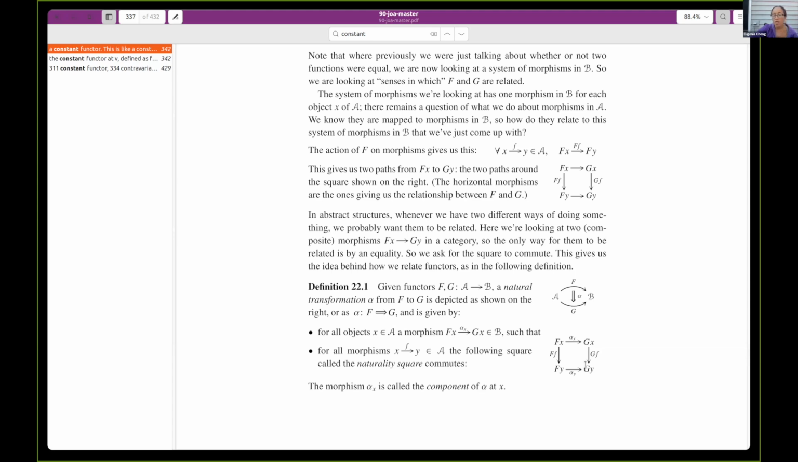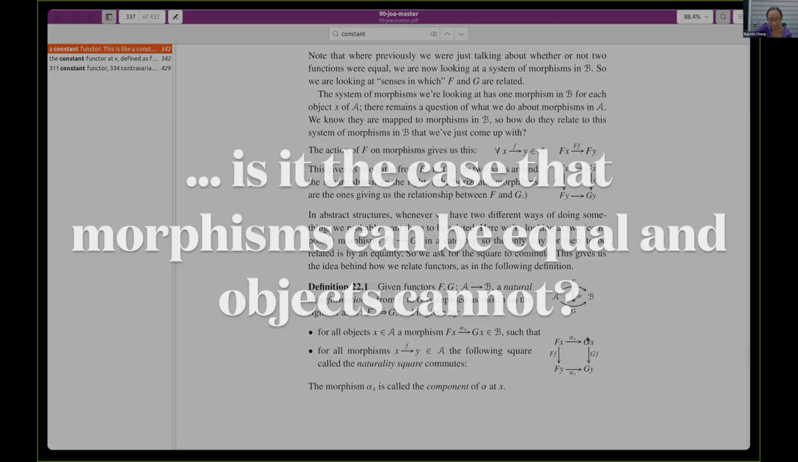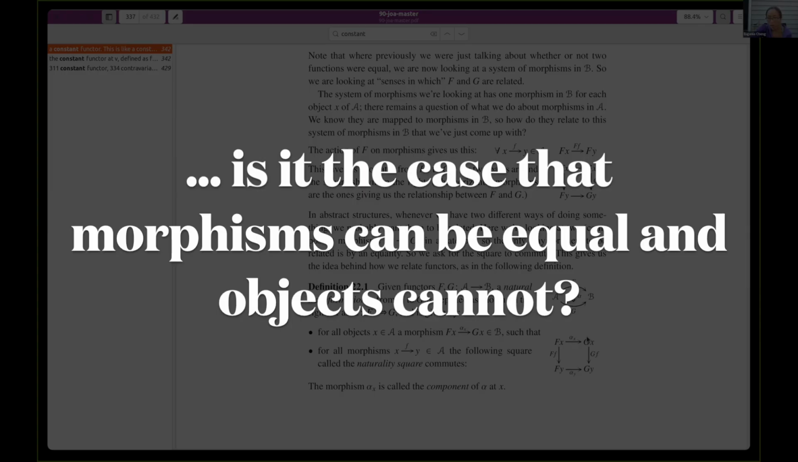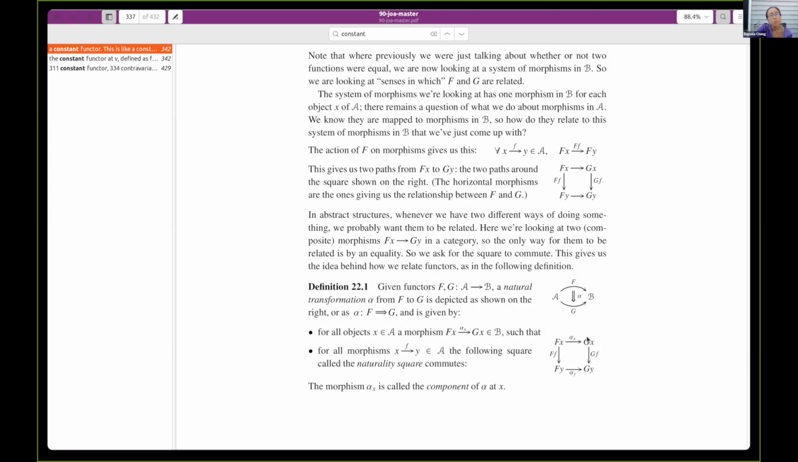Would we want an equality in this case? Yes, that's the whole definition of naturality, which is here. Is it the case that morphisms can be equal and objects cannot? No, objects can be equal because everything can be equal to itself. But it's not categorical to ask objects to be equal. However, morphisms are the top dimension of a category, and so there is nothing they can do except be equal or not equal. And so it's not ugly to ask for morphisms to be equal, but it's kind of ugly to ask for objects to be equal.